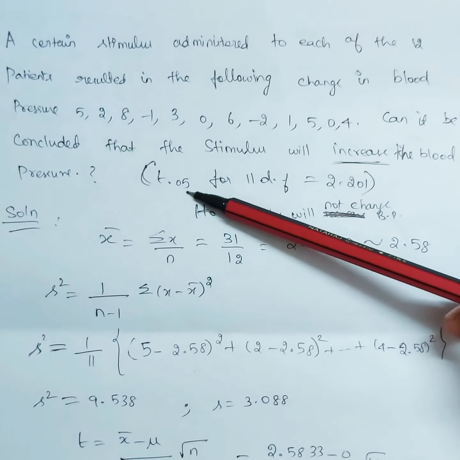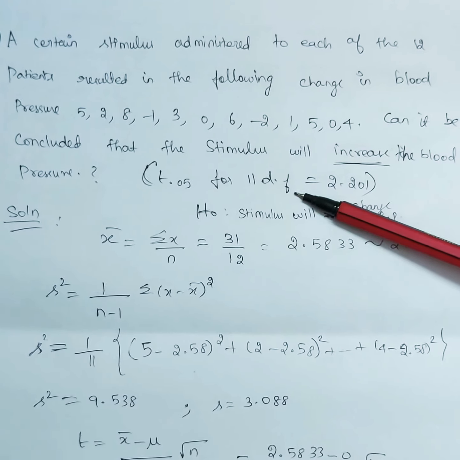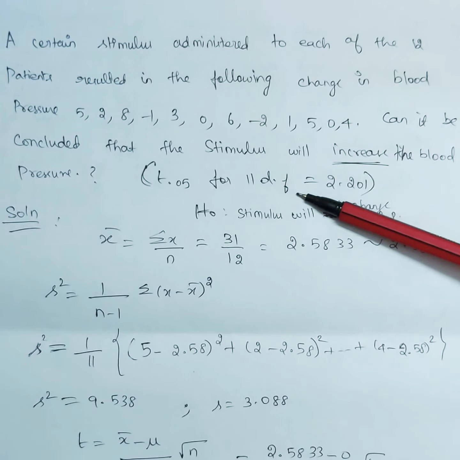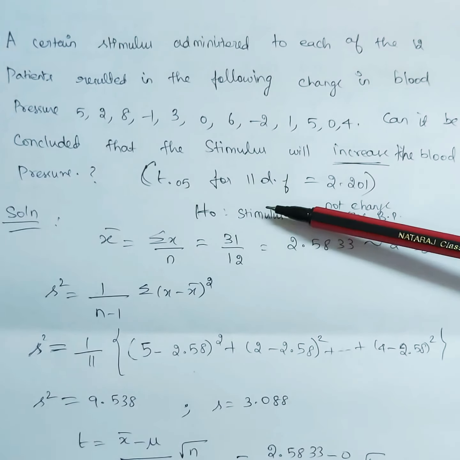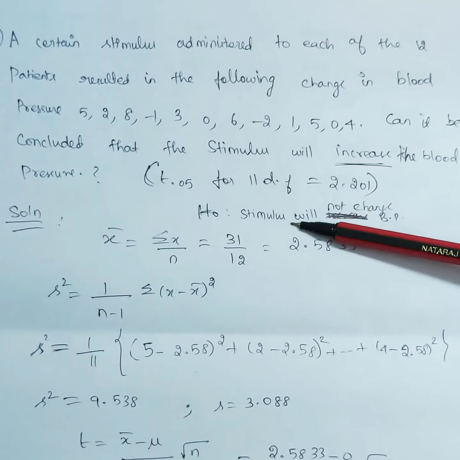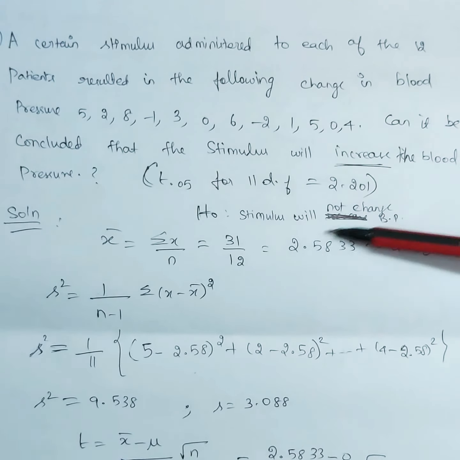And they have given t of 0.05 for 11 degrees of freedom. I told you, right, 12 values are given, so degrees of freedom is 12 minus 1, so 11. So they have given the value also. So we know that it's a t distribution problem. So I'm fixing the hypothesis that the stimulus will not change BP. Okay, that is going to be our null hypothesis.